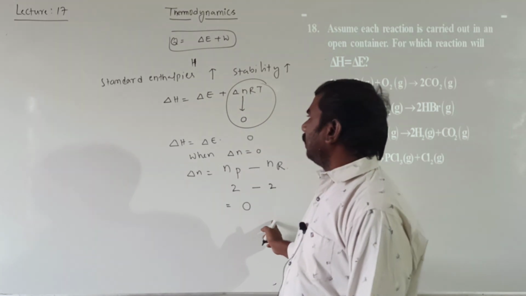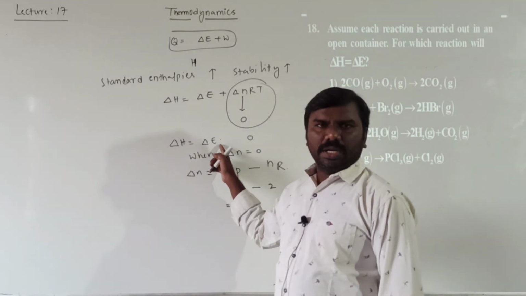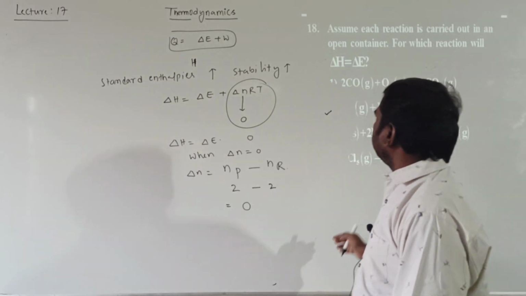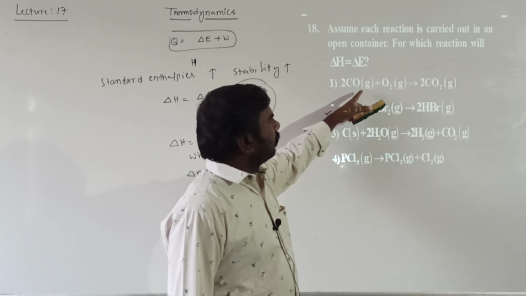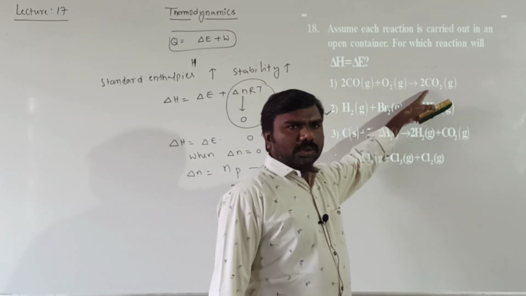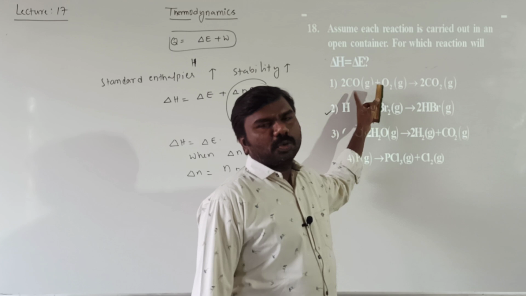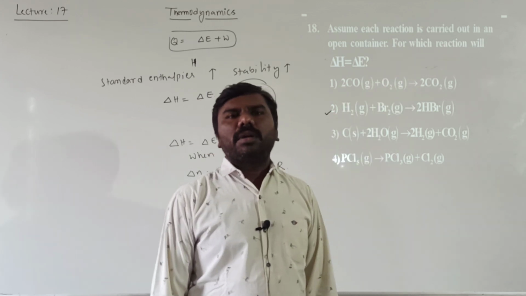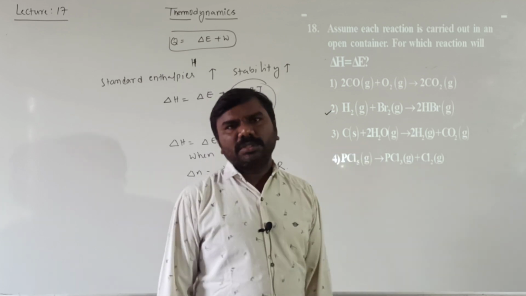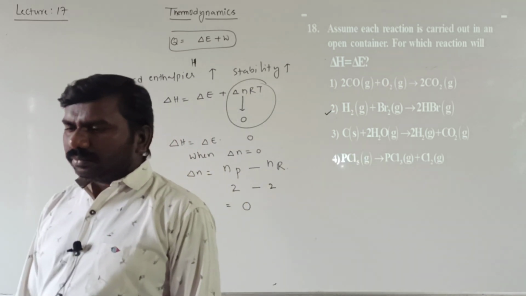So if it is 0, then delta H equal to delta E. Clear? If you observe the first option, 2, 1, 2: products 2, reactants 2 plus 1, 3. 2 minus 3 is minus 1, not equal to 0. Verify the remaining options also, you will get the answer.